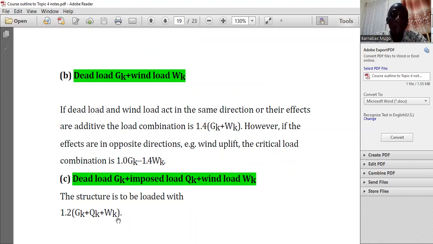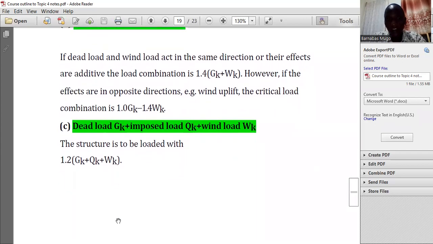However, if the effects are in the opposite direction, e.g. wind lift, the critical load, then the combination is 1.0 GK minus 1.4 WK. That is, 1.0 is the factor of safety that will cater for the dead load, and for 1.4 WK, 1.4 will be the factor of safety for the wind.